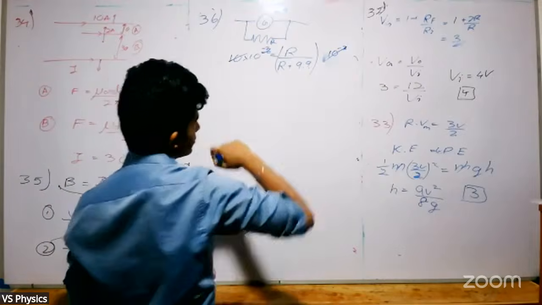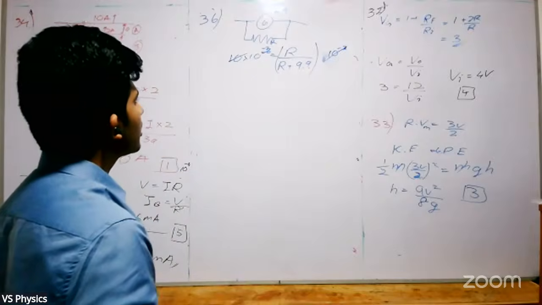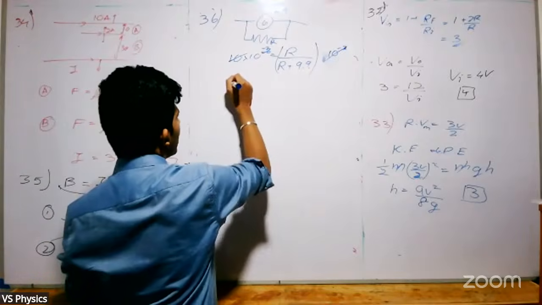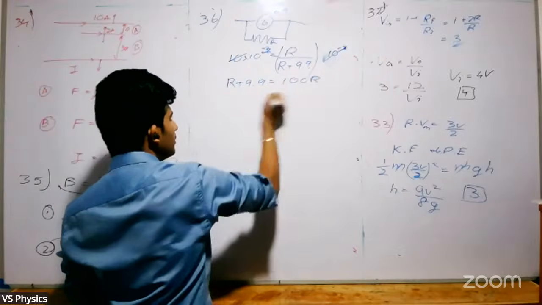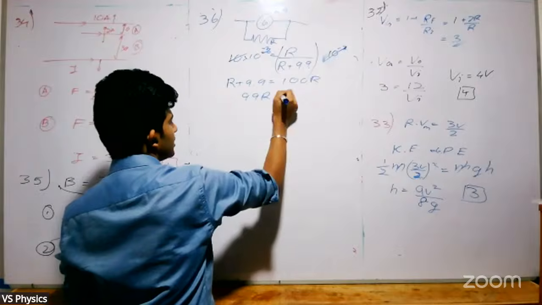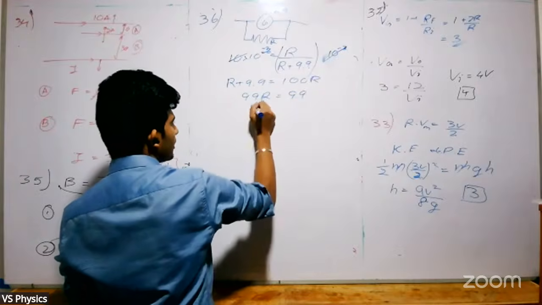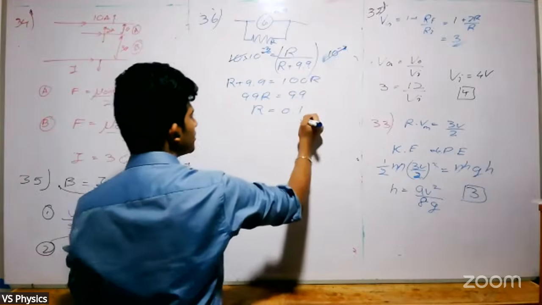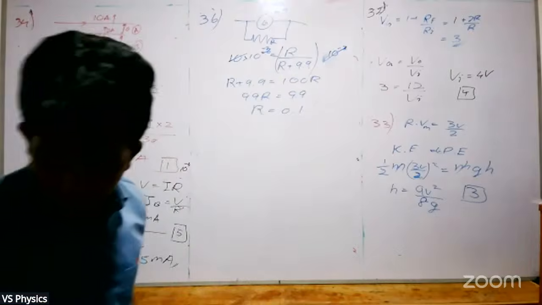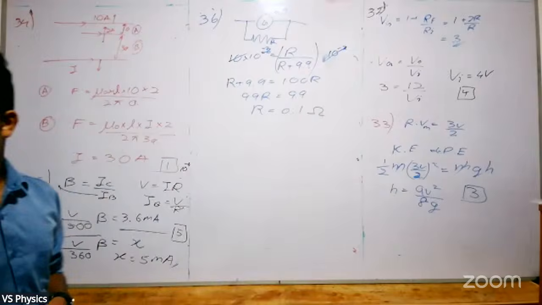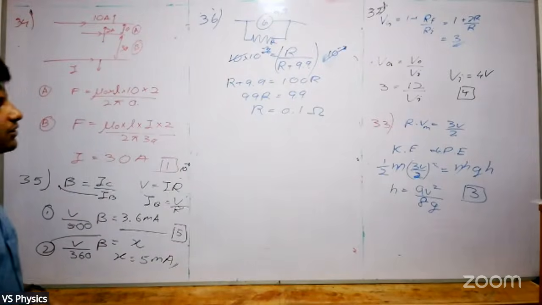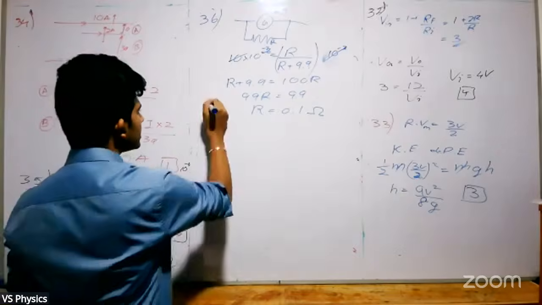We are left with -2. අපිට ලියන්න පුළුවන් R plus 9.9 is equals to 100R. 99R is equals to 9.9. R is equals to 0.1 ohms. Okay, නේද? 0.1 ohms. That will directly give us the third answer.